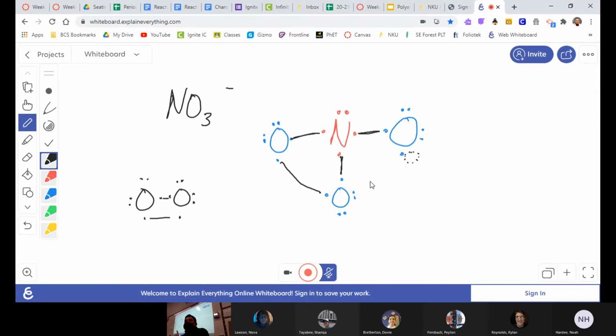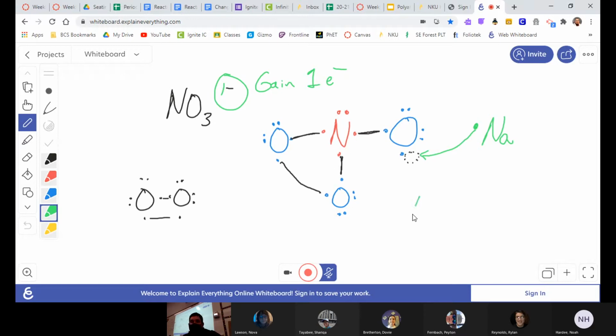So in order to make this oxygen happy, what has to happen? What does that oxygen have to do? It has to gain 1 more electron. So oxygen needs to gain 1 more electron in order to be satisfied. And so what we could do is, for example, maybe sodium can give the oxygen that electron. And we end up with sodium nitrate.